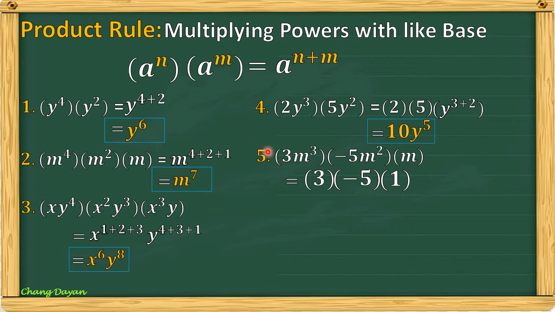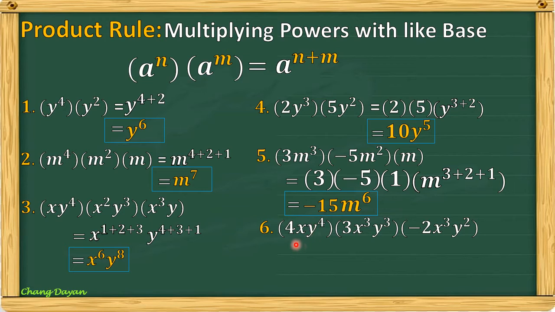Sunod naman ay ang ating variable. So, dito, ang exponent ng m ay 3. Dito ay 2. Dito ay invisible 1. Now, let us multiply 3 times negative 5 times 1. We'll have negative 15. Next, add natin ang exponent. 3 plus 2 plus 1 will get 6. So, our answer is negative 15m raised to the 6th power.